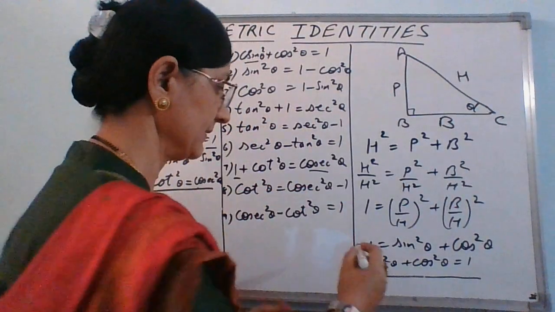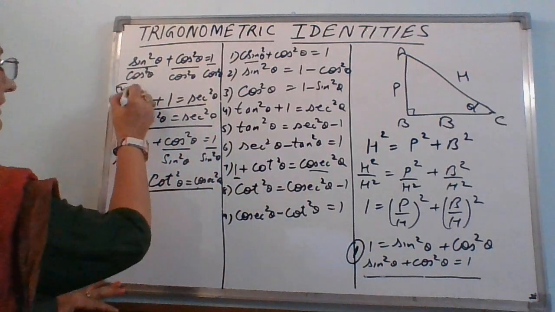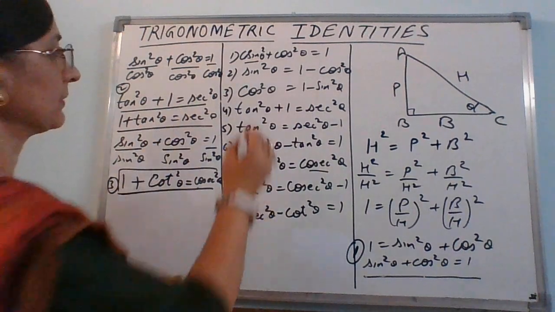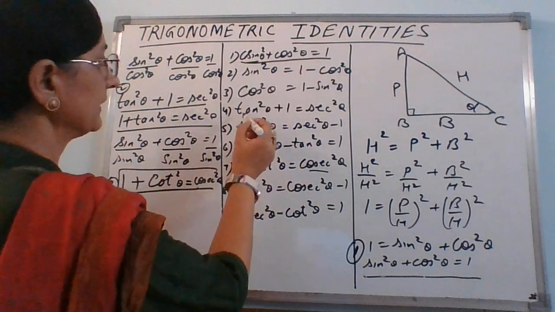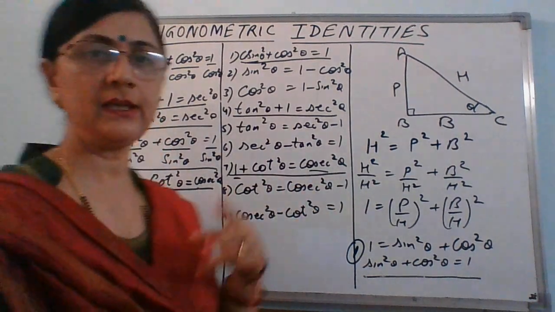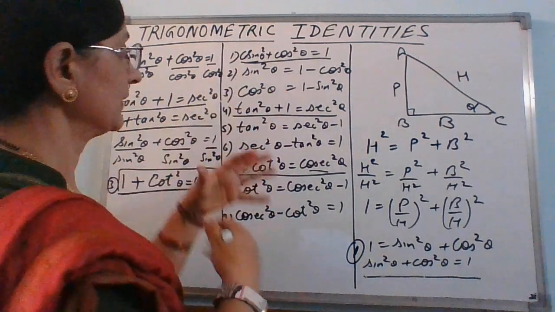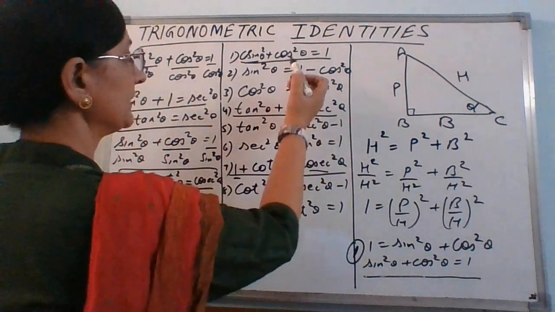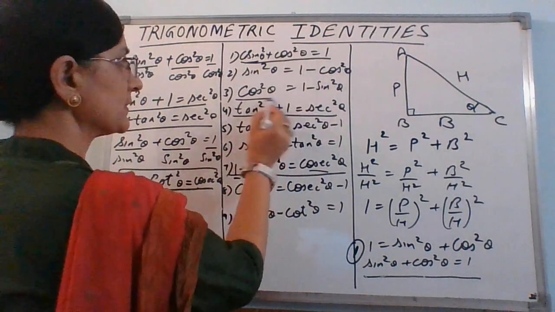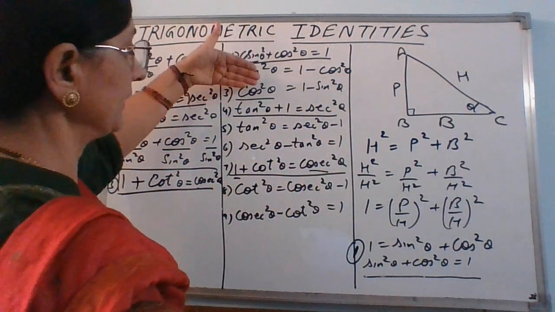Out of the 3 main identities, this was the first one, this was the second one, and this the third one. Now we can derive more from these main identities. From them we derived 2 more, right? How? If you have to substitute the value of sin square in a question, you can put 1 minus cos square. If you want to substitute the value of cos square, you write 1 minus sin square. So 2 more are derived from this.